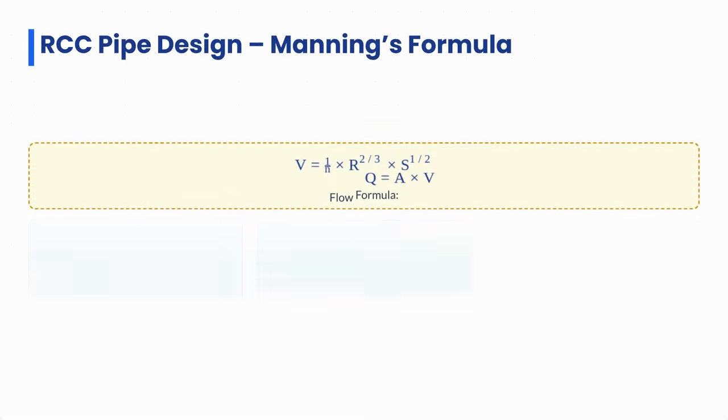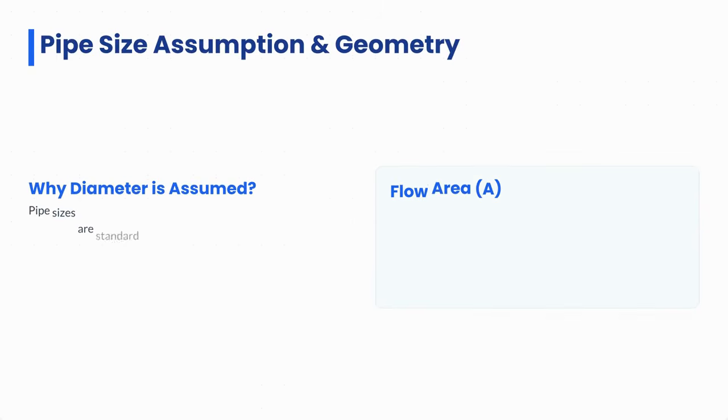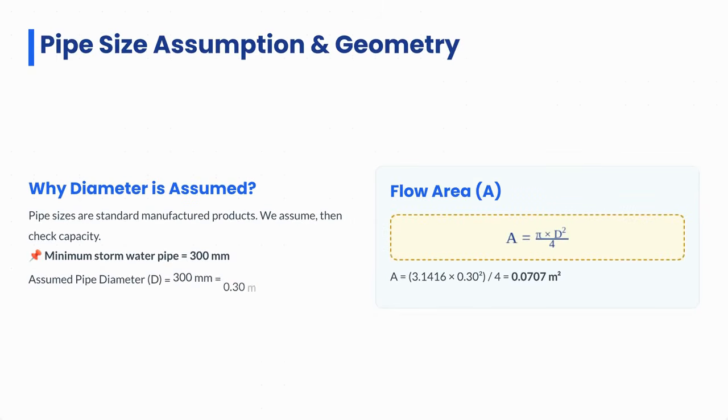For RCC pipe design, we use Manning's formula, which calculates the velocity and discharge based on the pipe's roughness, flow area, hydraulic radius, and slope. We must assume a pipe diameter since standard pipe sizes are manufactured products. The minimum stormwater pipe size is 300 millimeters. Assuming this, the flow area A is calculated to be 0.0707 square meters.